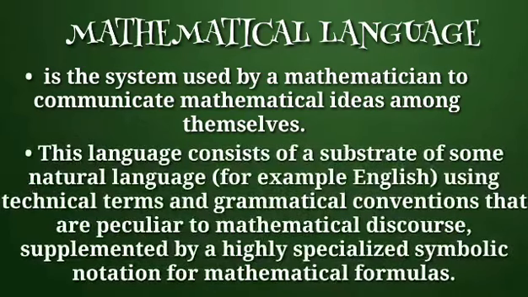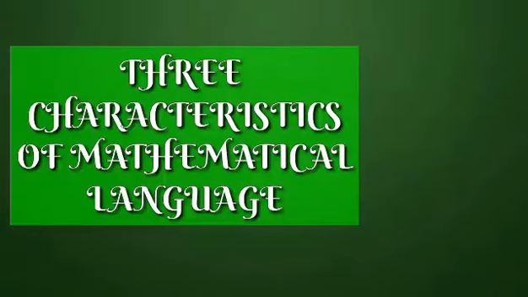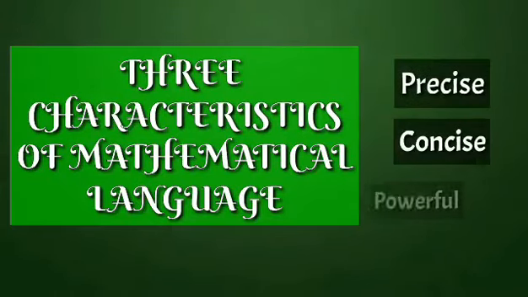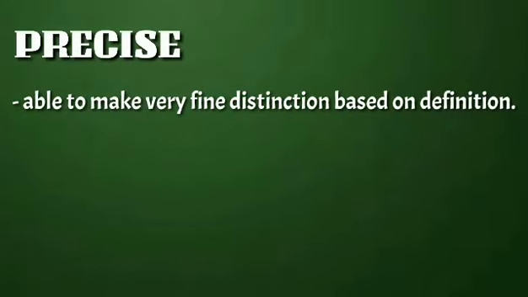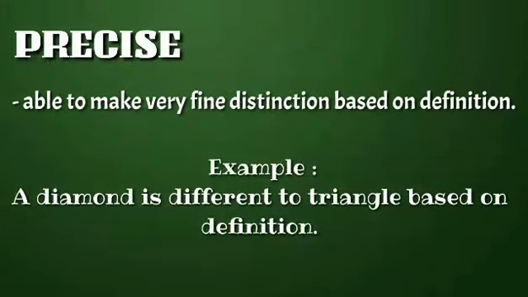This language consists of a substrate of some natural language, for example English, using technical terms and grammatical conventions that are peculiar to mathematical discourse, supplemented by a highly specialized symbolic notation for mathematical formulas. There are three characteristics of mathematical language: precise, concise, and powerful. Precise: able to make very fine distinctions based on definition. Example, a diamond is different from a triangle based on definition. A diamond has 4 sides, while a triangle has only 3 sides. Precise means accurate or exact.